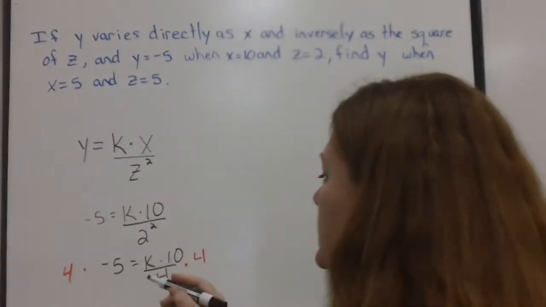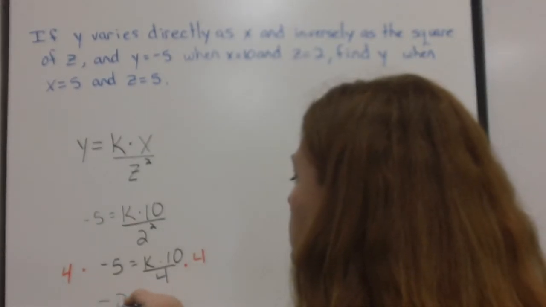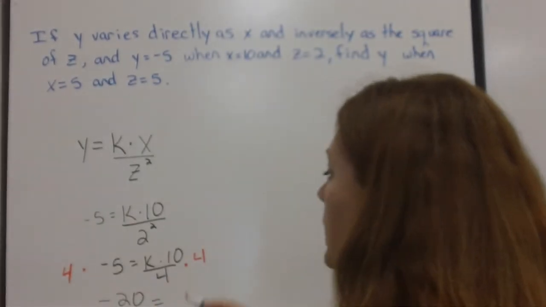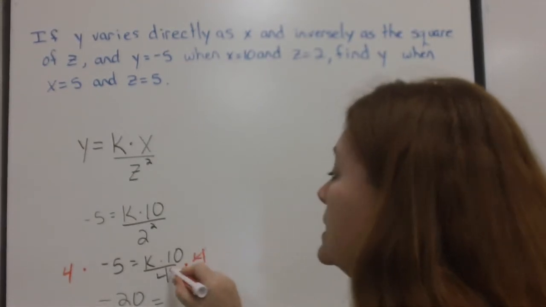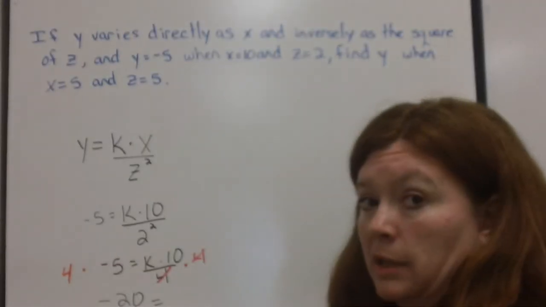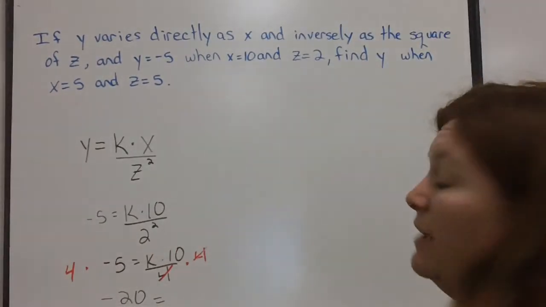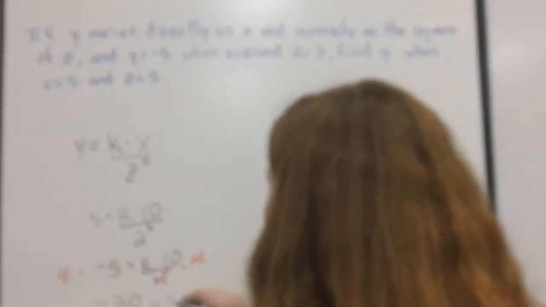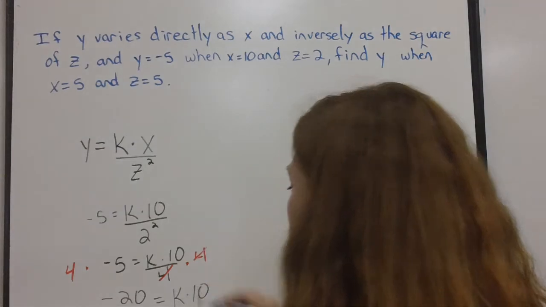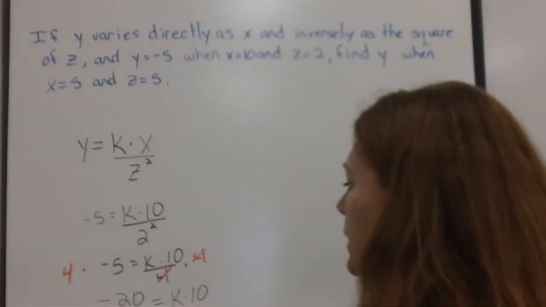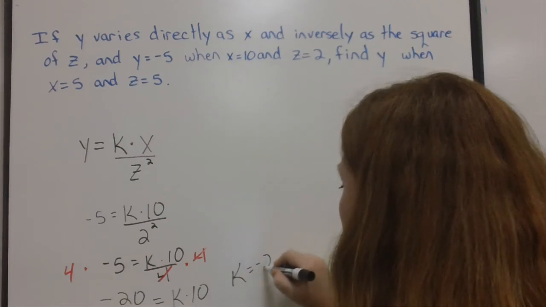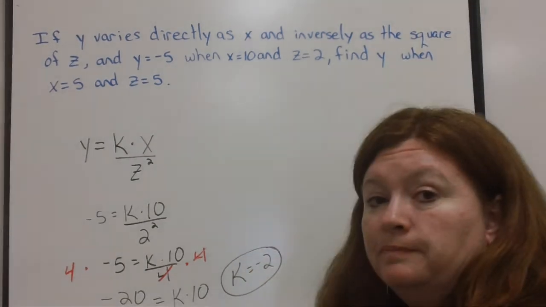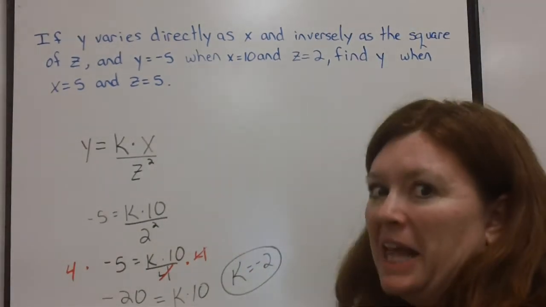It's kind of easy to see on the left I have a -20. But what happens here is that this 4 gets canceled with that 4, and it's not there anymore. So all I have left is k times 10. Hope you can see that. It's not too low. Divide by 10, and we get k is -2.